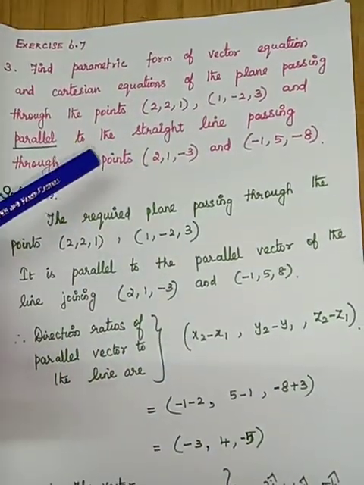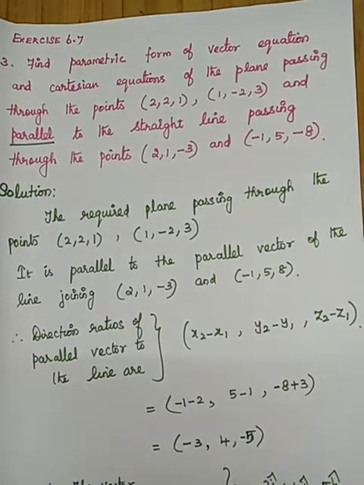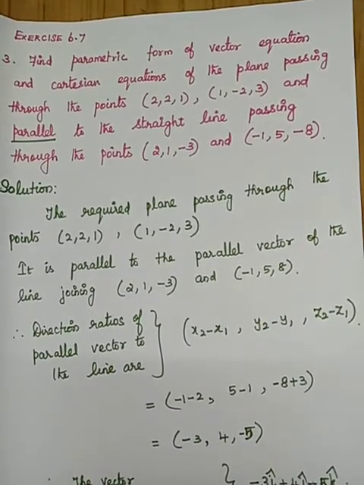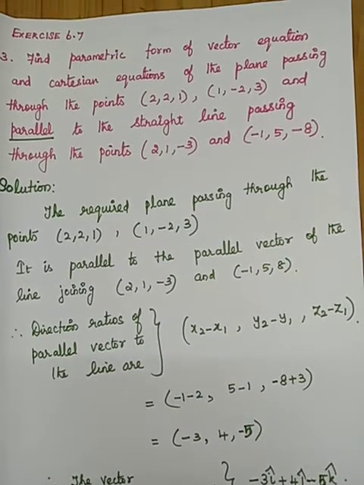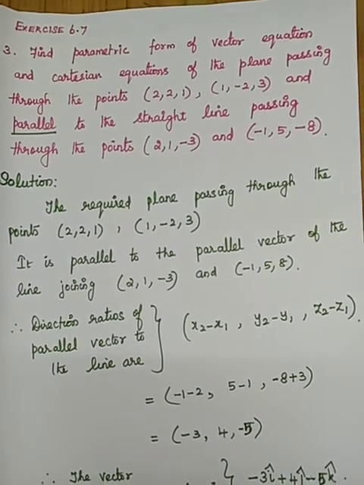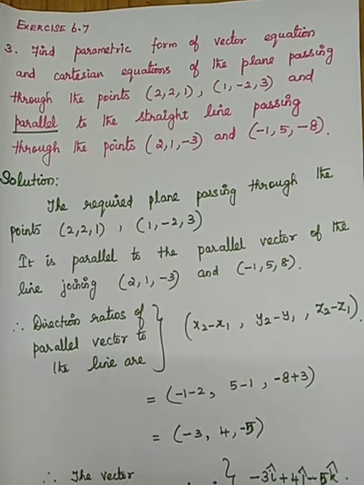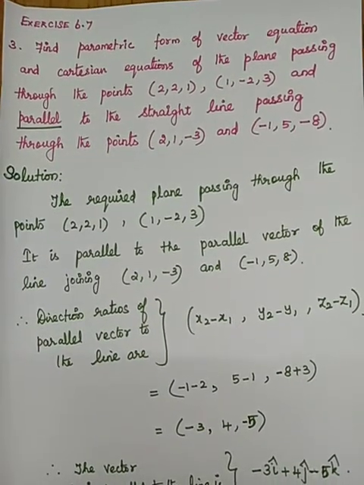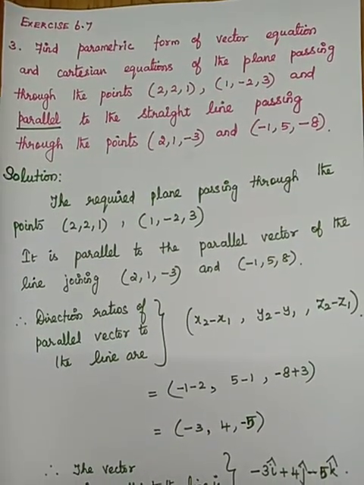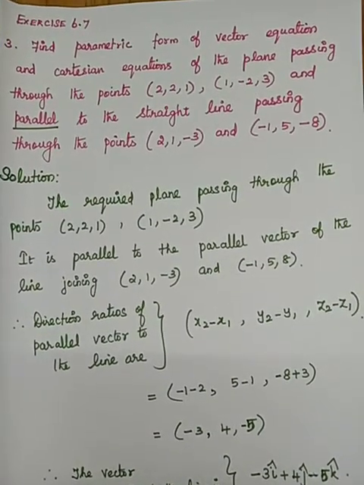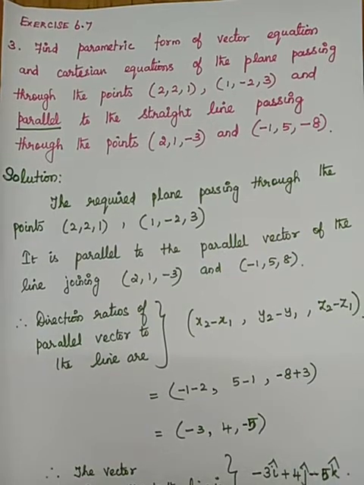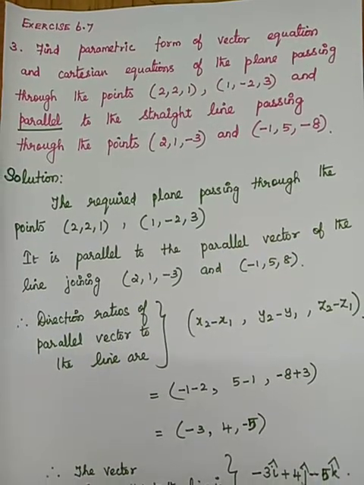But we need not write the equation of the straight line. Just see how to take the parallel vector from the straight line. From the denominator of the straight line, we have to collect the parallel vector. So, what is in the denominator? It is nothing but the direction ratios of the vector which is parallel to the straight line.